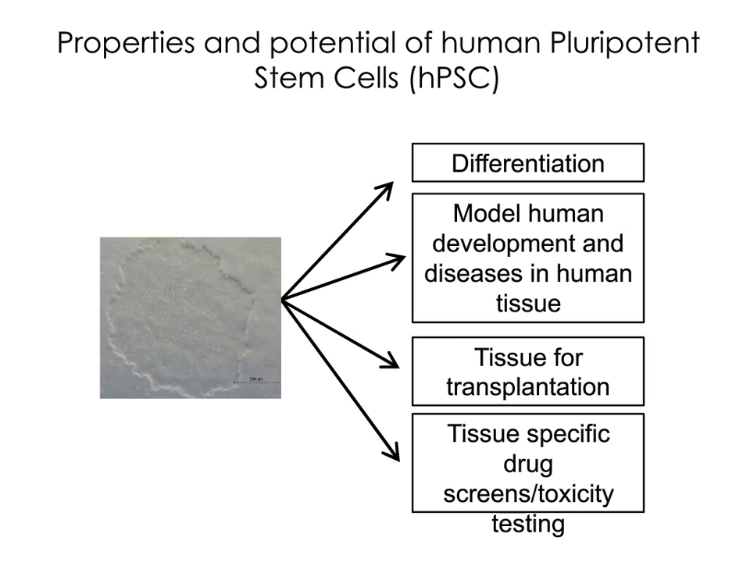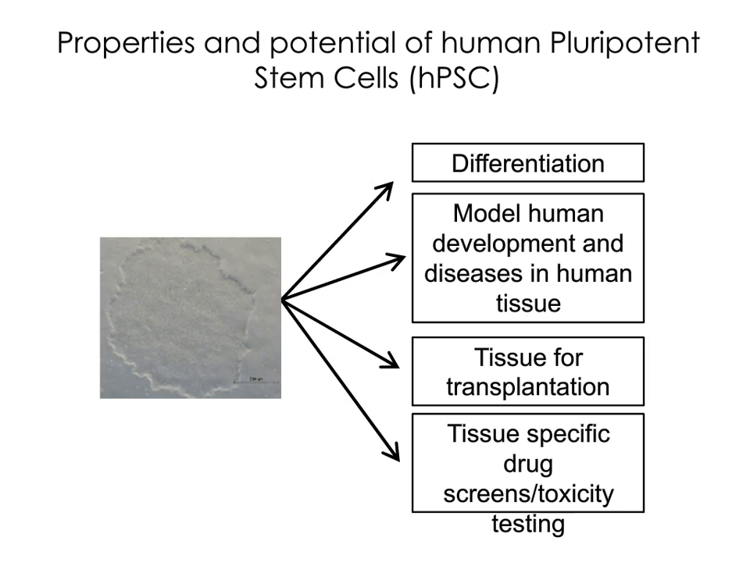Once we've been able to direct the differentiation into a specific cell type or tissue, we think that we can then use these tissues to model human development and disease. There are already clinical trials going on using pancreatic beta-like cells that have been derived from embryonic stem cells, and so these tissues are, again, theoretically and practically useful for transplantation. And we think that we could also use this tissue for tissue-specific drug screens or toxicity testing.